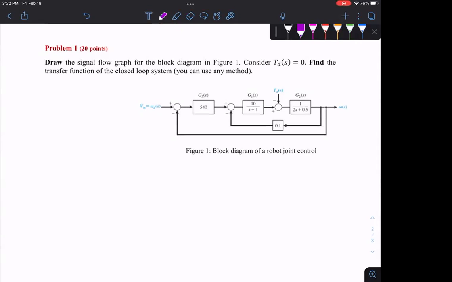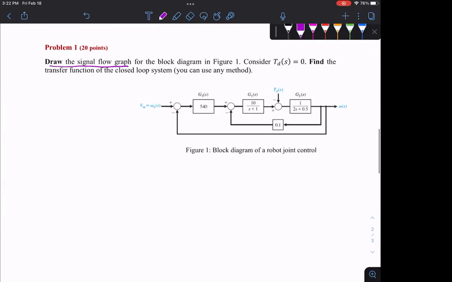All right, so the question is asking, draw the signal flow graph for this block diagram. And it's giving you some extra information that consider TD is 0. And it wants you to find the transfer function of the closed loop system as well. You can use any method. So let's do the first part, which is drawing the signal flow diagram.